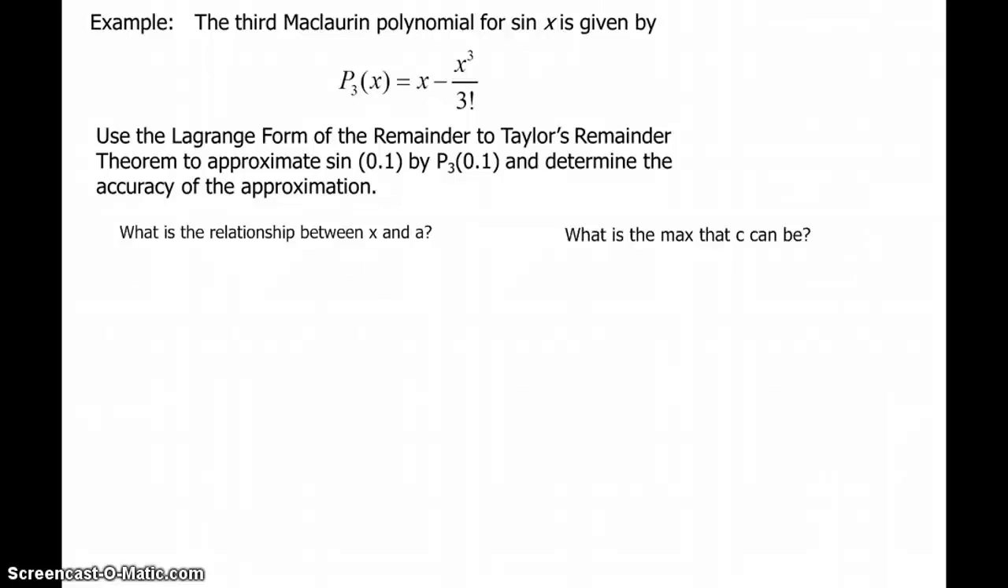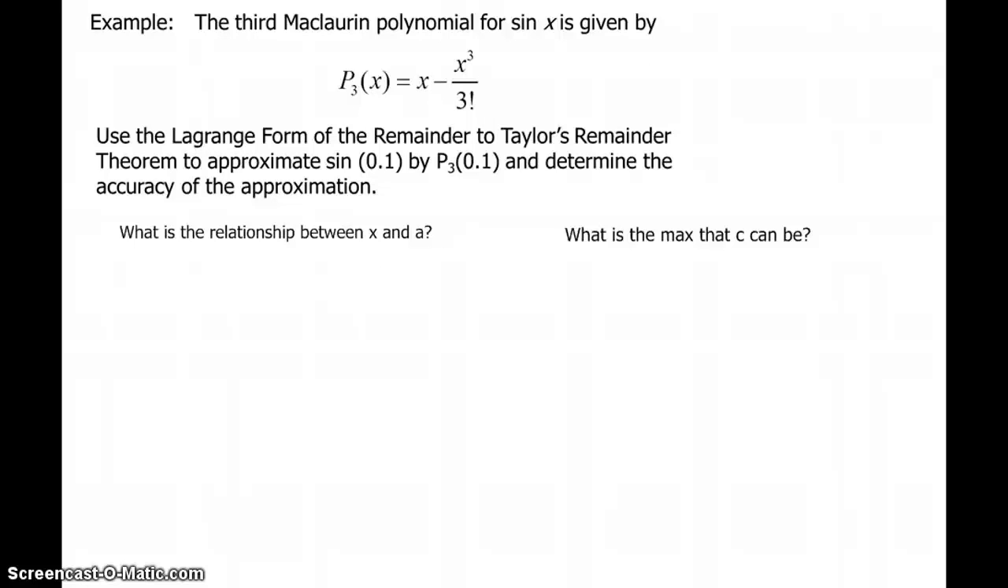So let's look at this last example because this is a little twist on how we find c. Sometimes we've just got to drop back and punt and do the best that we can. This says the third Maclaurin polynomial for sine of x is given, and it's x minus x cubed over 3 factorial, so we don't have to build it. It's given to us. Use the Lagrange form for the remainder to Taylor's remainder theorem to approximate the sine of 0.1, or 1/10, by this third degree Maclaurin polynomial evaluated at 0.1, and determine the accuracy of the approximation.